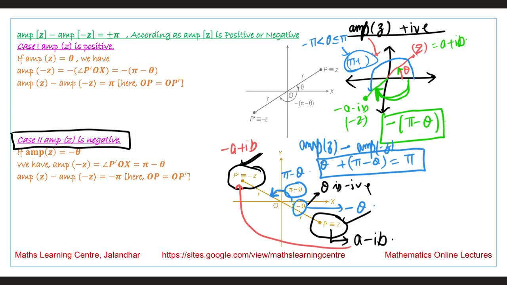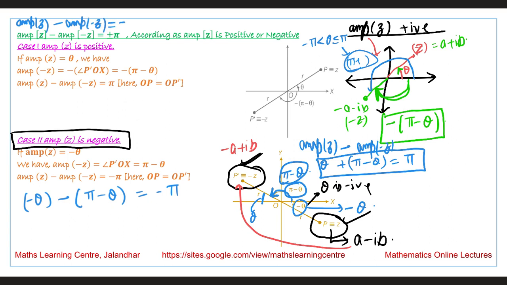If this angle is theta, then this angle will be equal to theta, and this angle will be pi minus theta. So we are getting the answer as amplitude of z is minus theta, and amplitude of minus z is pi minus theta. So this answer comes out to be minus pi. So we are saying that amplitude of z minus amplitude of minus z is equal to plus or minus pi, according as amplitude of z is positive or negative.